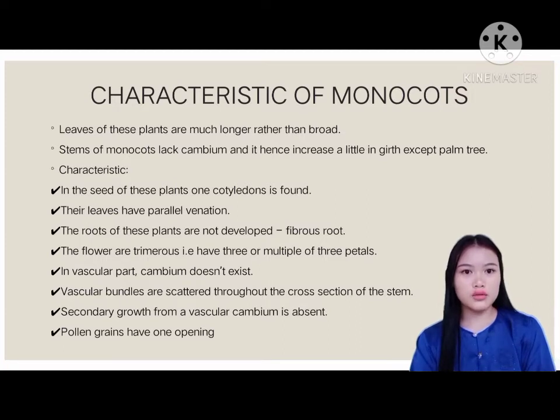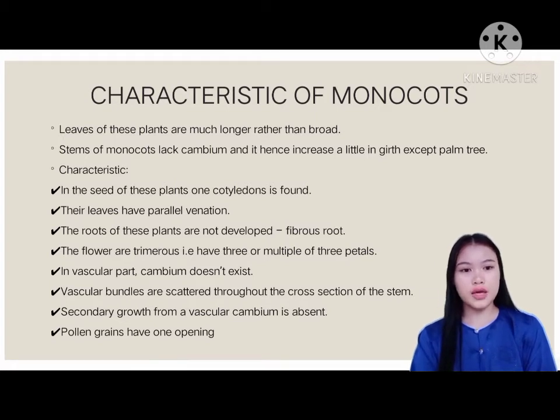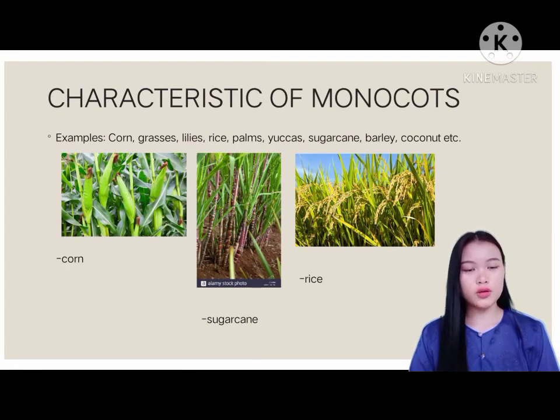The flowers are trimerous, have 3 or multiples of 3 petals. In vascular part, cambium doesn't exist. Vascular bundles are scattered throughout the cross-section of the stem. Secondary growth from a vascular cambium is absent. Pollen grains have 1 opening. Some examples for monocot plants are corn, grasses, lilies, rice, palms, yuccas, sugarcane, barley, and coconut.